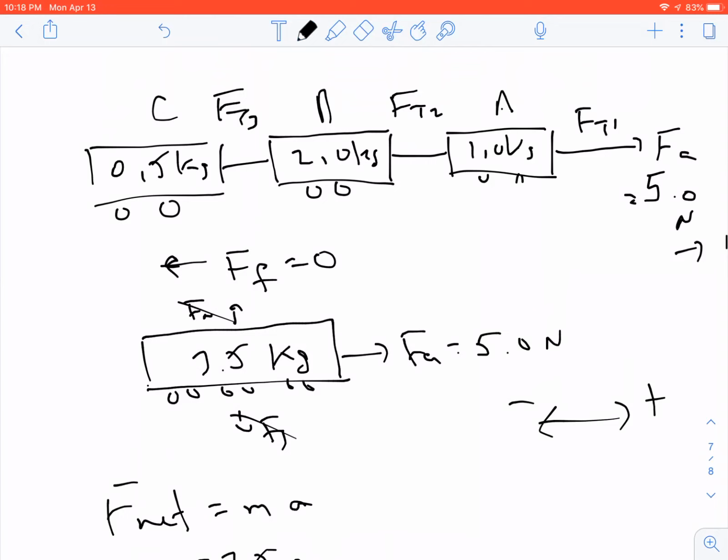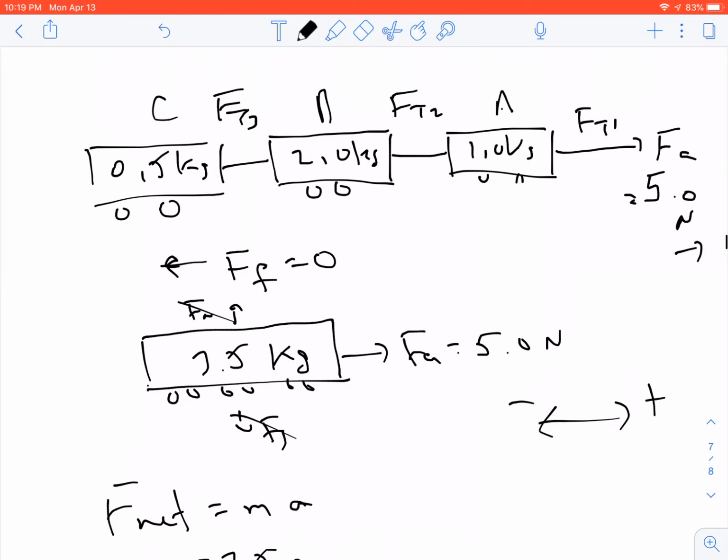There's going to be a greater force in that string because it's actually pulling both the 2 kilogram and the 0.5 kilogram cart at the same time. So it needs to be stronger. And the string that needs to be strongest in total is FT1, or string 1, which has to pull the entire 3.5 kilograms. So I'm sharing the force. It's not like the force is going to be used all the way through here. I'm going to share the force between the different carts in order to get them to accelerate.